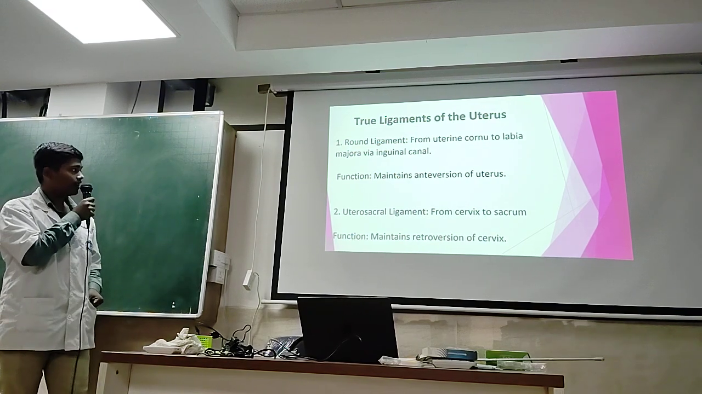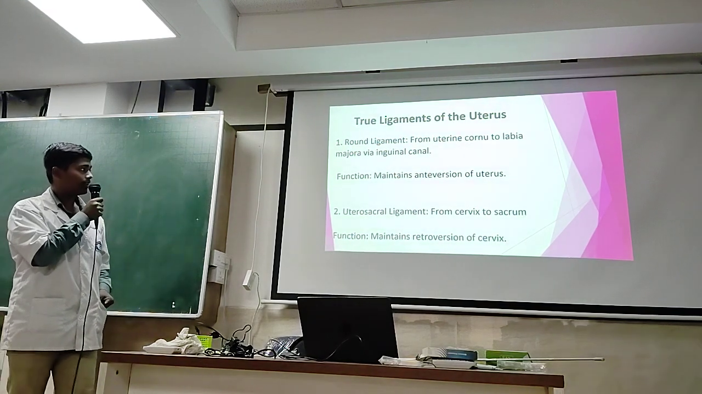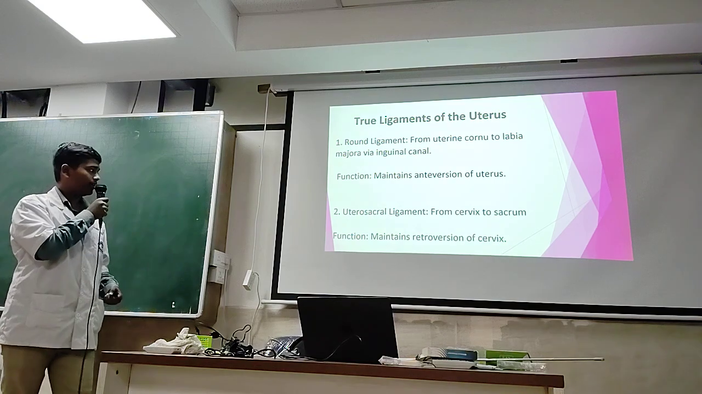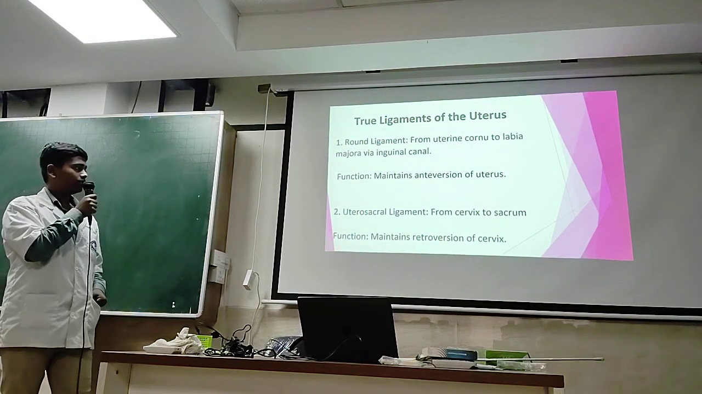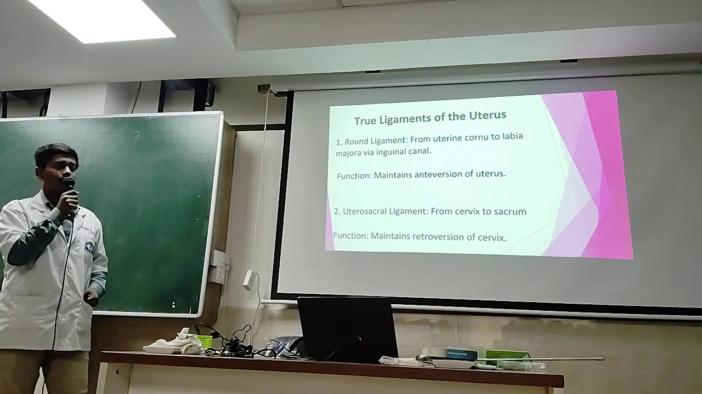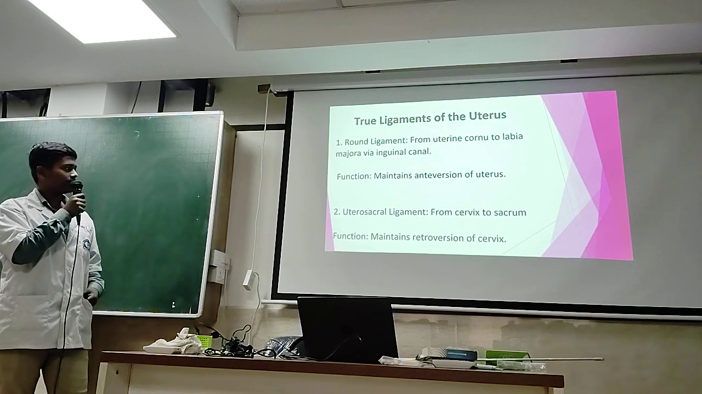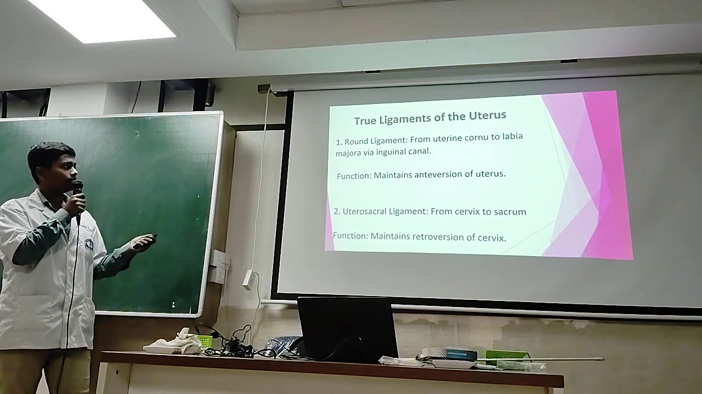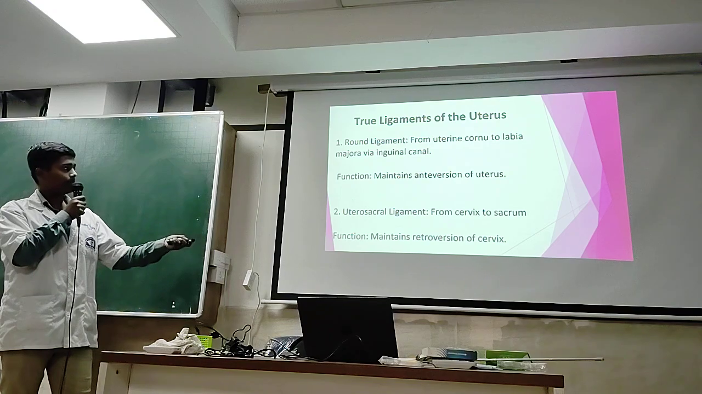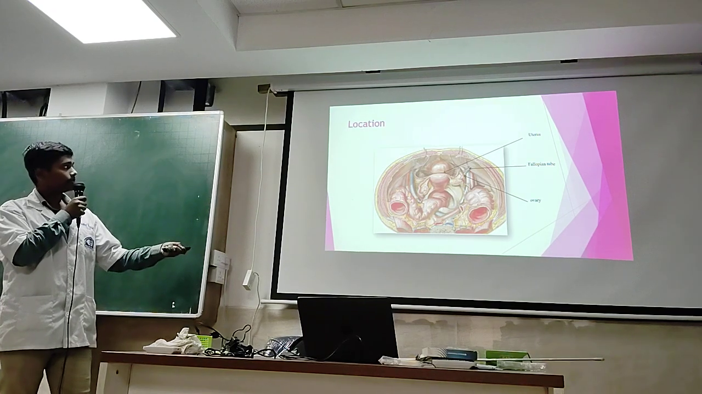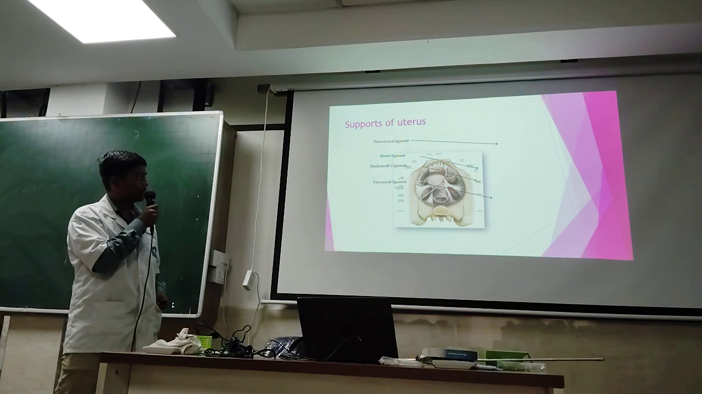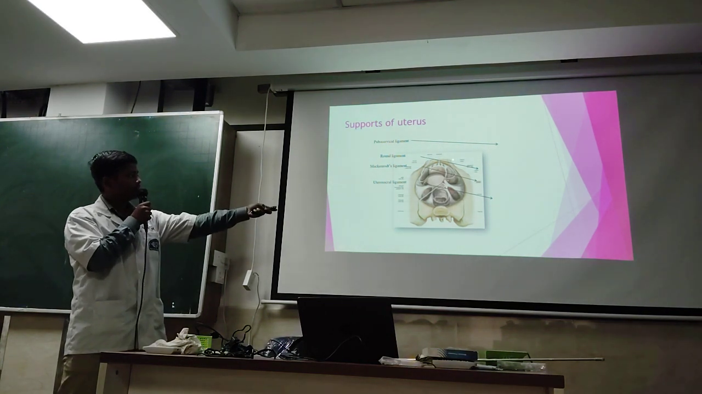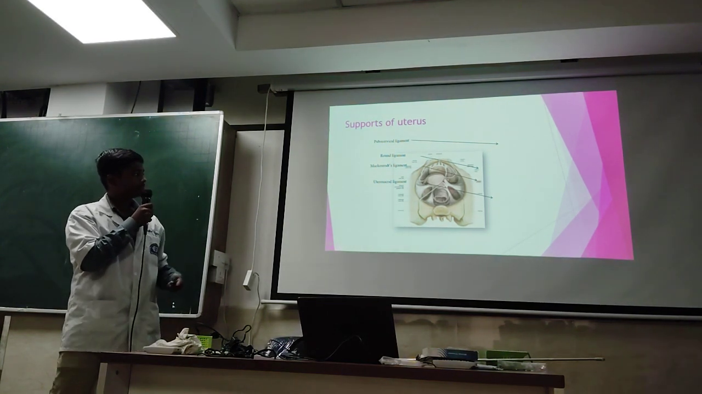The function of the round ligament is maintenance of the anteversion of the uterus. The second ligament is the uterosacral ligament, which extends from the cervix to the sacrum, as we can understand from its name. Its function is the maintenance of the retroversion of the cervix. Both ligaments perform the same function. Here we can see the uterosacral ligament which extends between the uterus and the sacrum bone.